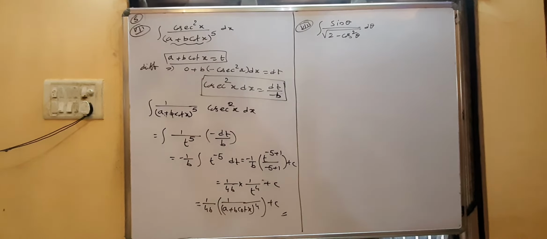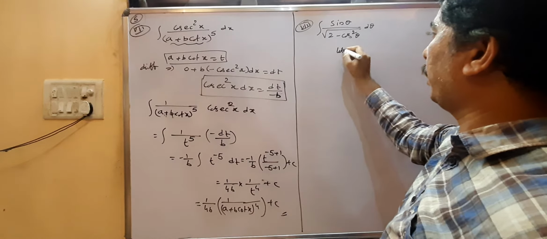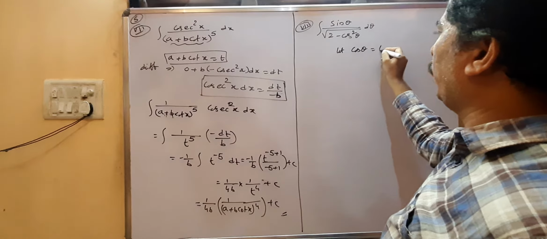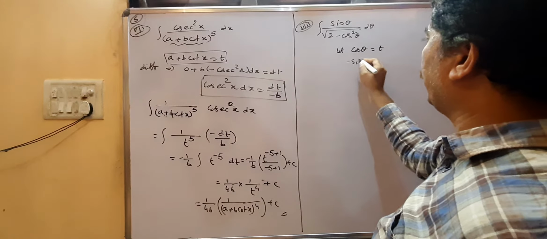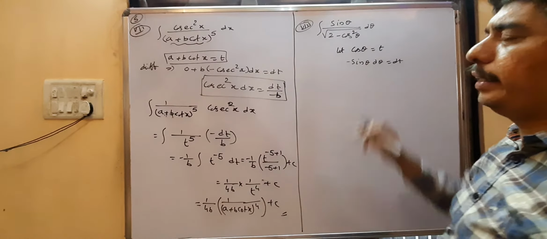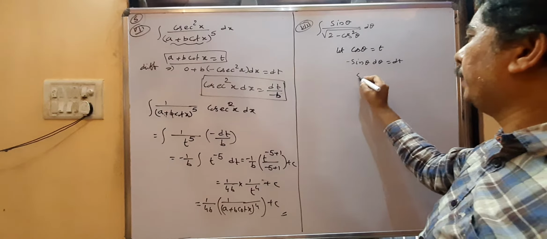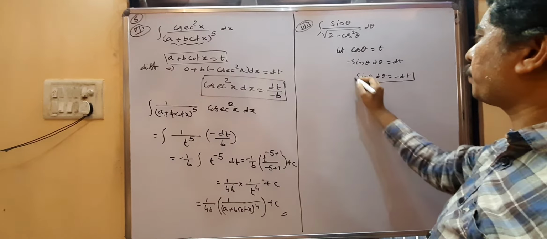Next question. Let cos theta equal to t. What is the derivative of cos? Minus sin theta d theta equal to dt. Since sin theta d theta is there, bring the minus to the right hand side. Then sin theta d theta equal to minus dt.